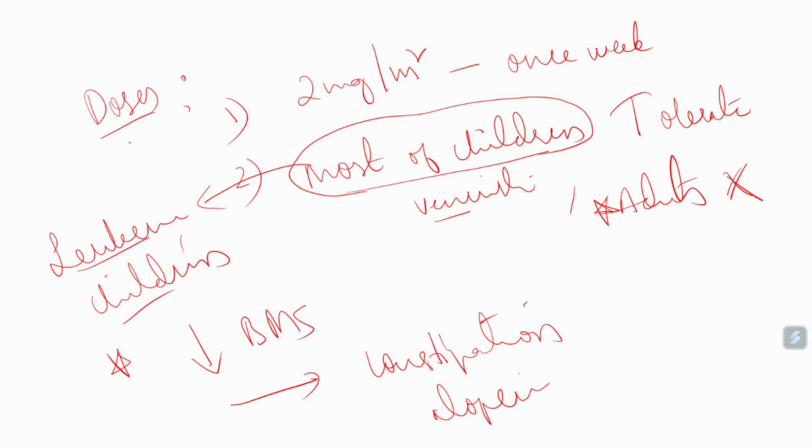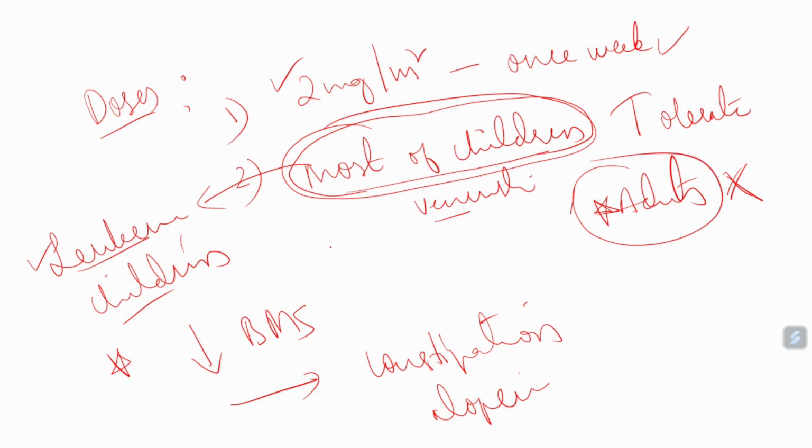So for vincristine, 2 mg per meter square once weekly is given. It is very commonly used for leukemia in children because most children have tolerance, and adults can't tolerate vincristine doses. It has less bone marrow suppression action and more neurotoxic activity. That's why it is not given by the intrathecal route. Constipation and alopecia are similar for vincristine and vinblastine. These are the important points to remember about Vinca alkaloids, vincristine and vinblastine.